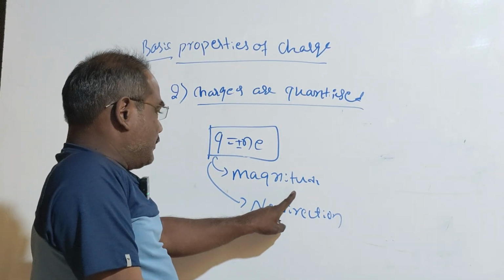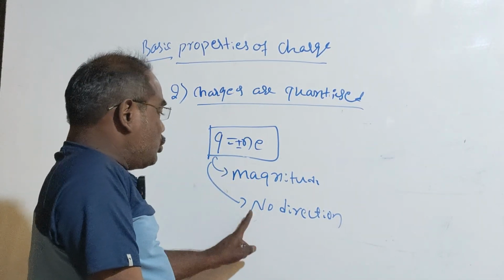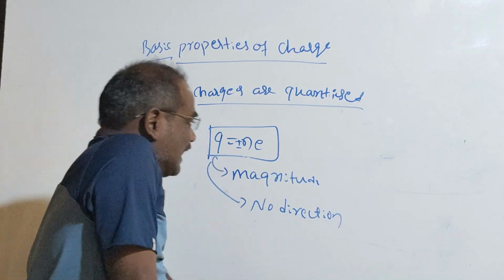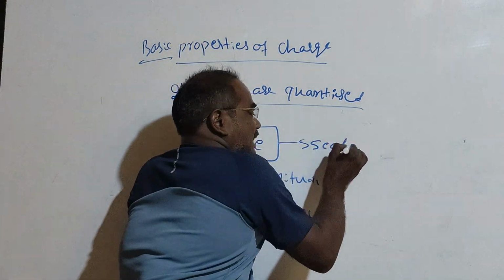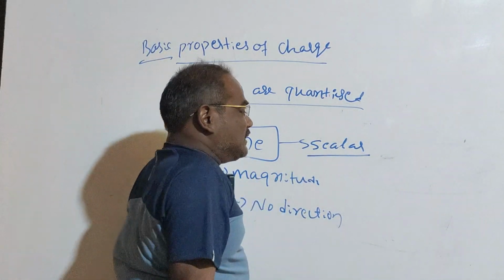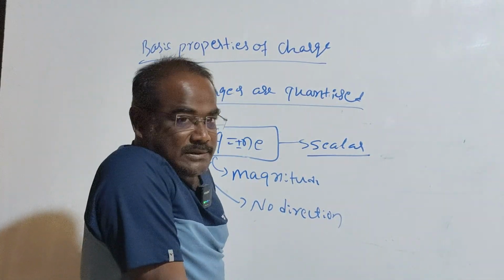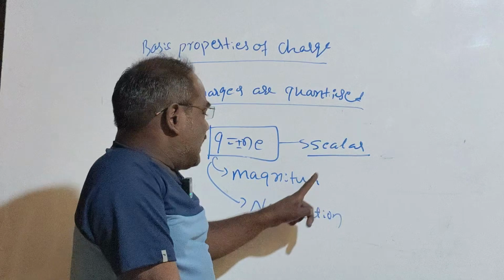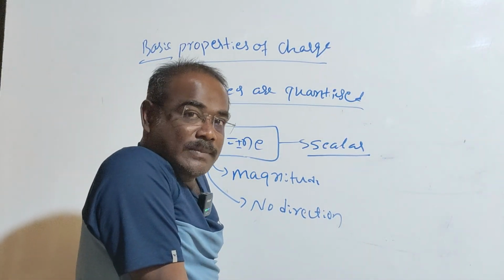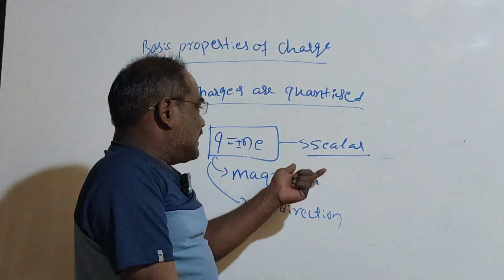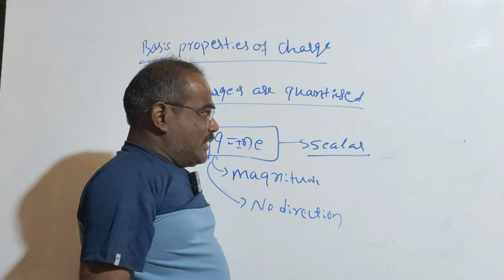Charge has magnitude but charge has no direction. It means charge is scalar in nature, like masses. Scalars have only magnitude but no direction, right? So charges are scalar like masses.